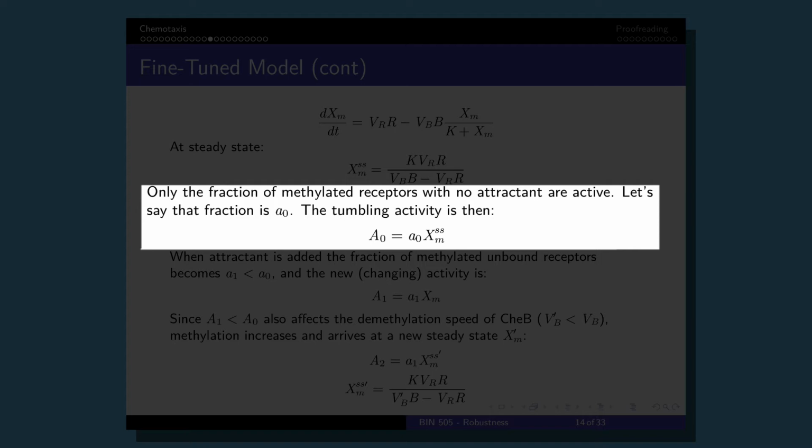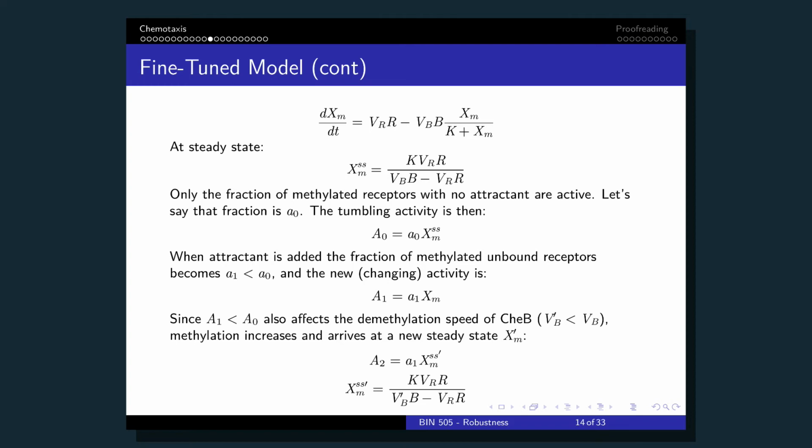are active. So, for example, if the amount of sugar is high, A0 is going to be low. If the amount of sugar is low, A0 is going to be high, because we know that the active receptors are the ones that are unbound. So you can come up with the tumbling activity at time 0, the initial steady state, as the number of methylated receptors at the steady state times what fraction of them are active. That's the tumbling activity, because the active unbound receptors essentially determine the amount of CheY phosphorylated in the cell, which determines the tumbling activity.